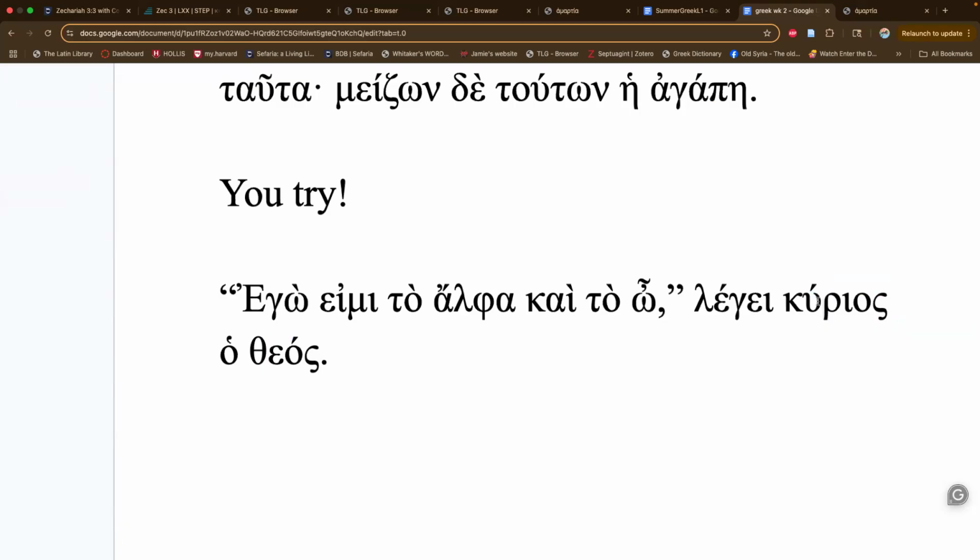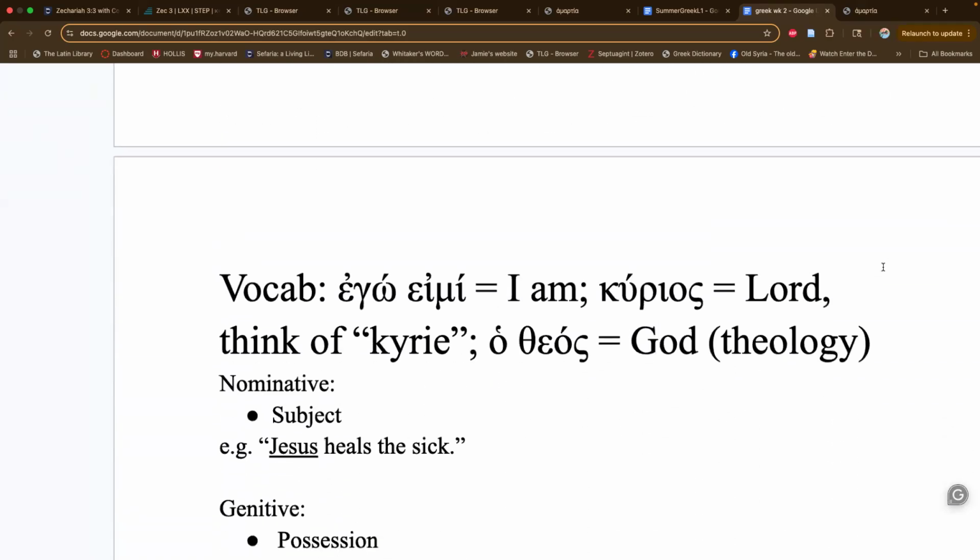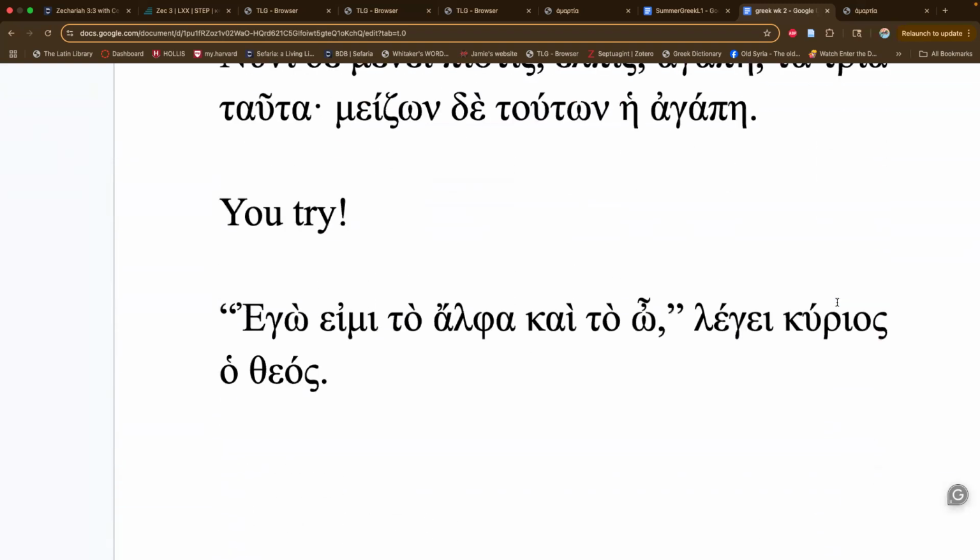This is Lord. So when you say Kyrie in worship or during hymns, the e ending instead of kurios is the vocative, so it's like calling out to the Lord. So Kyrie is literally oh Lord, from kurios, which I have written down here, and it just means Lord. So kurios ha theos is sort of a common idiom for God the Lord.